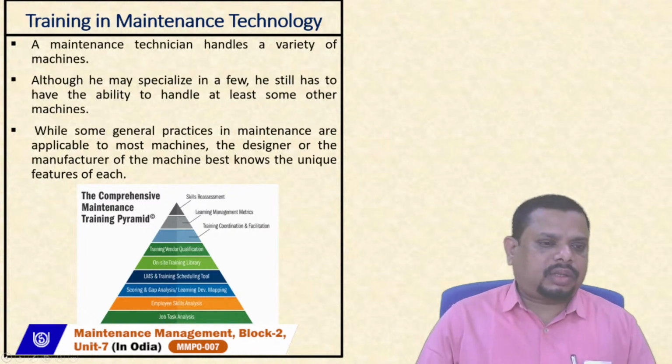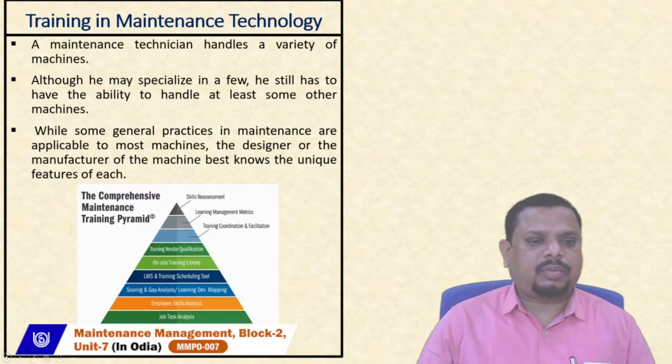Moving to the third point: while some general practices in maintenance are applicable to most machines, the designers or the manufacturers of the machine know best the unique features of each. So general practices in maintenance are applicable to most machines. How are they applicable? Let's understand the concept of this training pyramid.